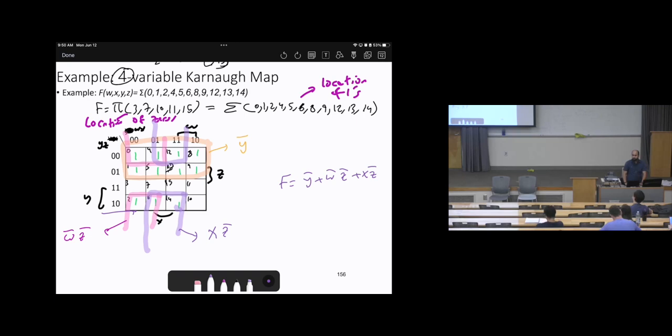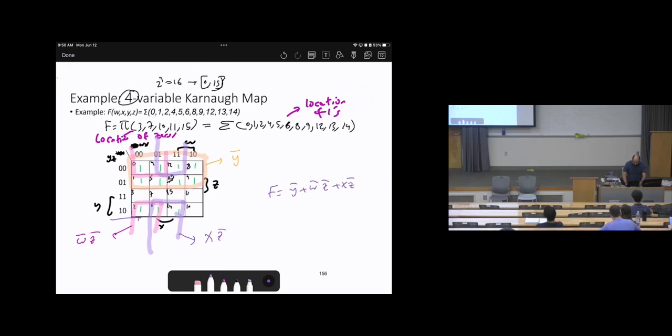Okay? So now, are you familiar with, or do you understand how to make the simplification? Okay, that's great. Let's go to another example.